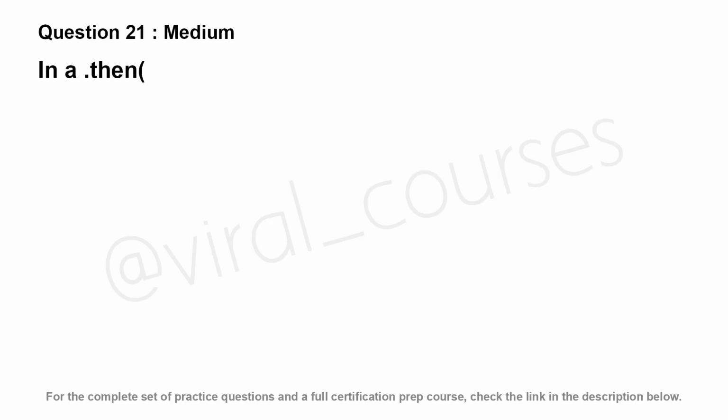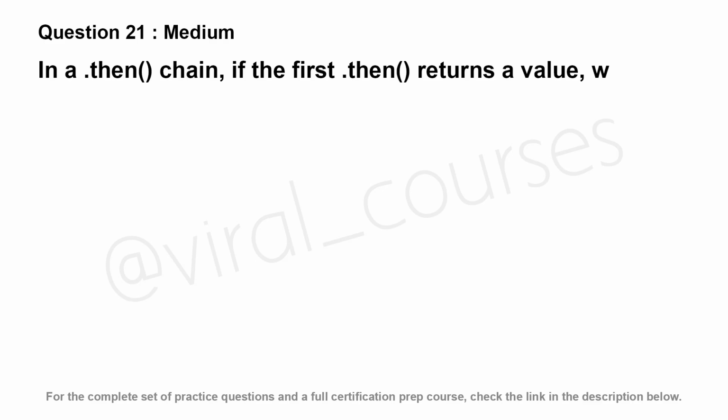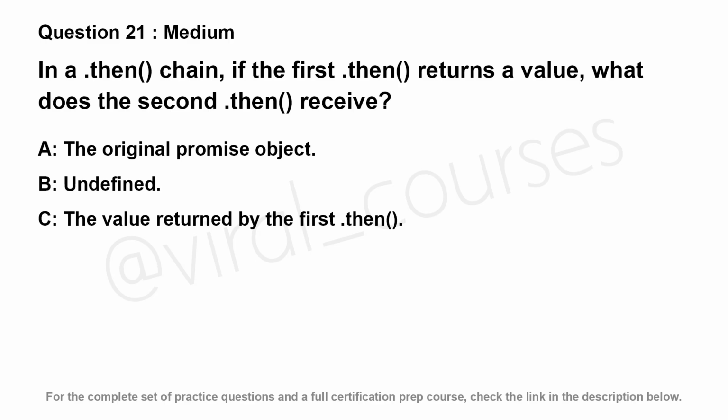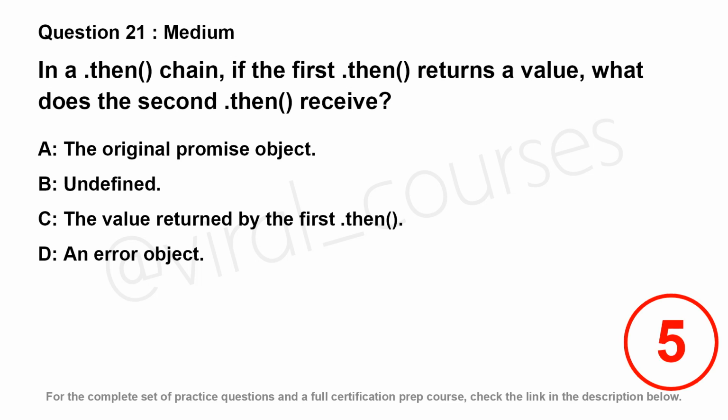In a then chain, if the first then returns a value, what does the second then receive? Option A. The original promise object. Option B. Undefined. Option C. The value returned by the first then. Option D. An error object.